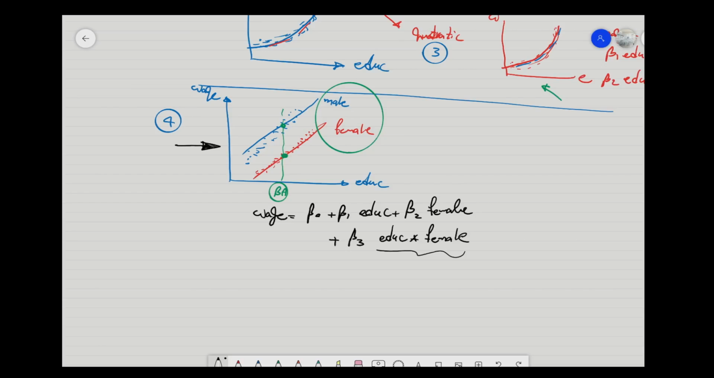So this is very, very interesting. And I think this is something new for most of you, right? So we will add interaction terms to the model if you believe that the partial effect of education on wage depends on some other explanatory variable, in this case, female. Okay, so that's the motivation for model number 4.